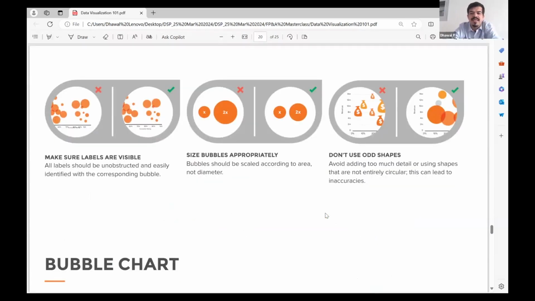Again, some do's and don'ts about bubble charts. As far as possible, don't try and use any fancy shapes like dollar bags or money bags or something. Yes, if you're in a pitch presentation, maybe you can use it. But for general business presentations, better to use a circular or a normal bubble for the bubble chart.